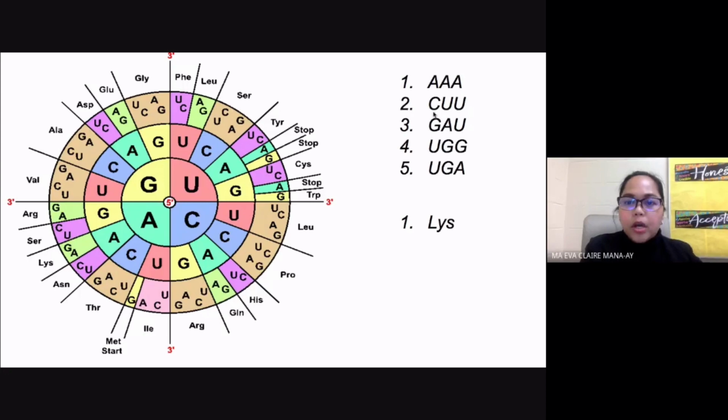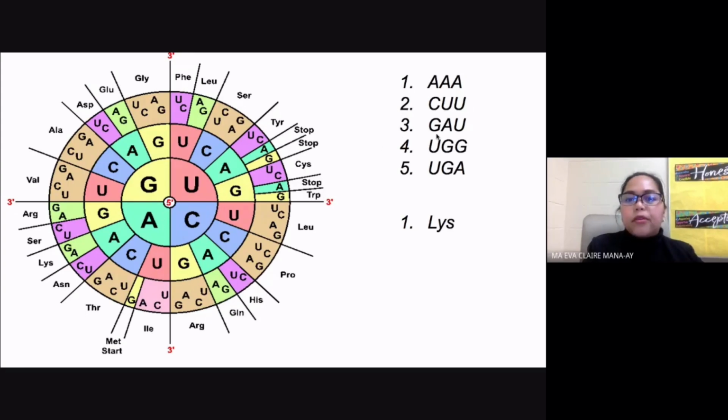What about number 2, CUU? What is CUU? LEU, Zaria, that's correct. Donovan, Adriana, that's correct. So CUU is LEU. That's leucine, another type of your amino acid.